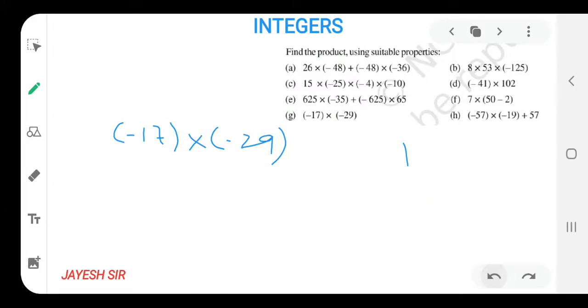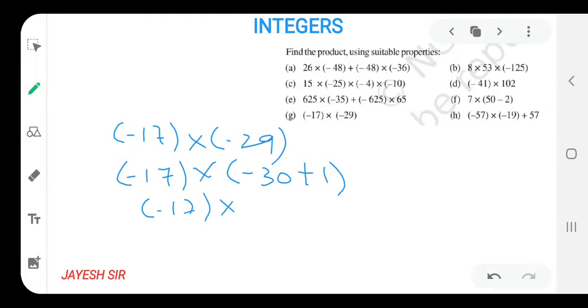So minus 17 into minus 29. How can we do this sum? As 17 is a prime number, can I write minus 29 as minus 30 plus 1? Yes, can we write like that? I have given 1 and I have taken 1. This thing we can do, but now what can we do? Minus 17 into minus 30. This would be my first step, plus minus 17 into 1.